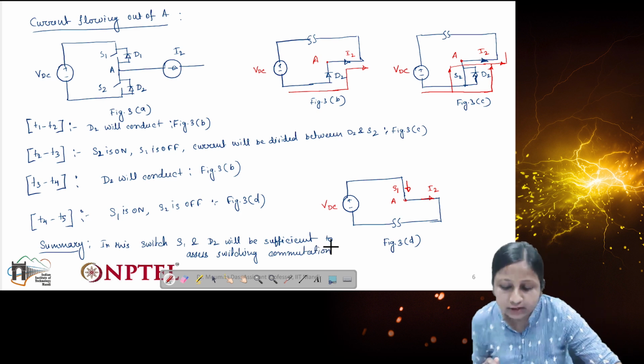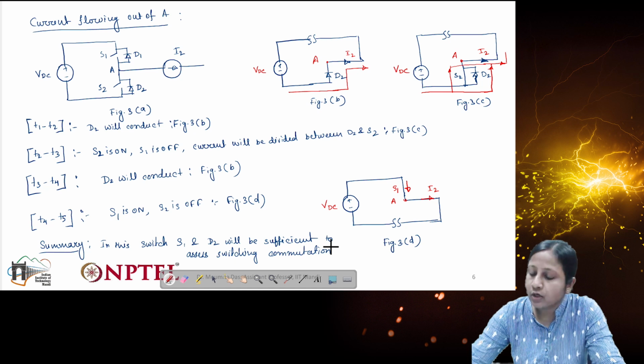Now, why are we actually looking into all these things? Basically, this switching commutation is very important to understand how the switches are operating and to optimize the operation of the power converter. In order to design also, we need this switching commutation behavior. Until and unless we have this commutation behavior, we cannot have the complete knowledge of rise time, fall time, and also what should be the frequency of operation.